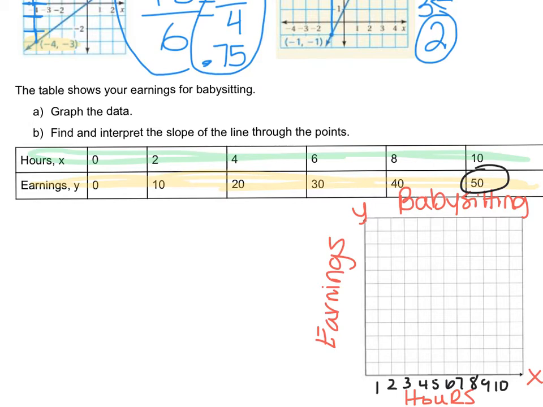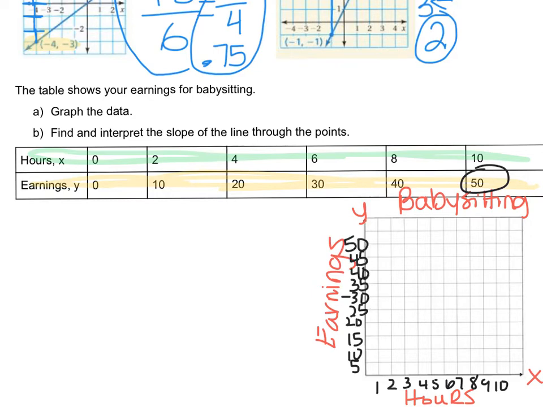Okay, so my earnings, I could do a couple things. I could go by 10s or I could go by 5s. Now, if I go by 10s, I'm only going to go about halfway up, only to about here. I think the graph would look silly that way. So I think we're going to try to go by 5s. But again, we've got to write small. So 5, 10, 15, and go ahead and continue labeling those. Okay, so there we have our labels.